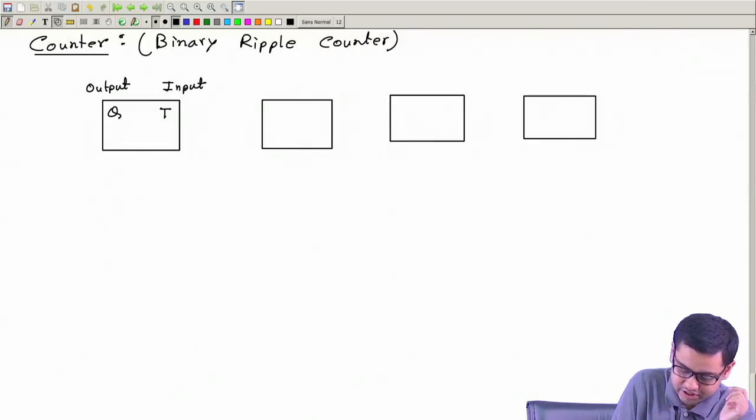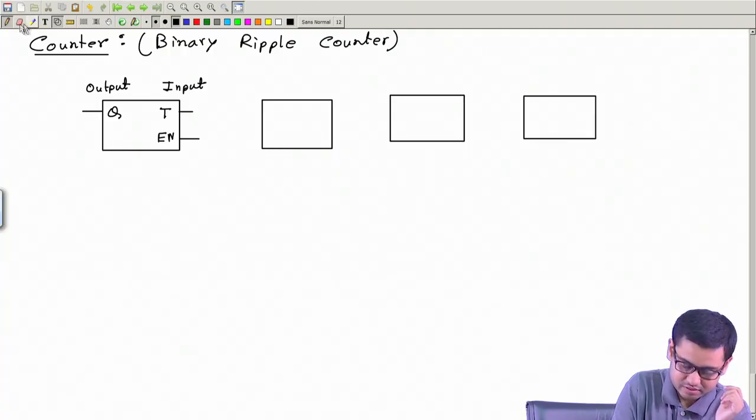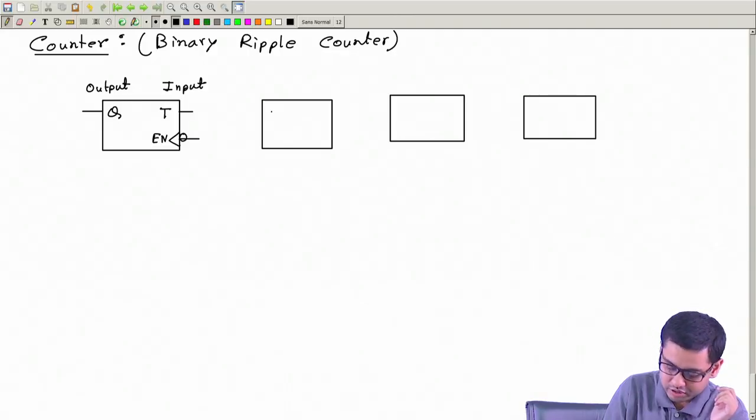Okay, so this is the Q output, T input. So it will have another input, enable. Let me use edge triggering and negative edge triggering. So this is enable. So all these T flip-flops are like that only.